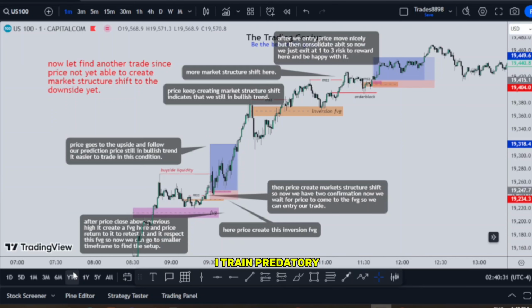That's what I train. I train a predatory mindset. I'm teaching you how to be a carnivore, not just someone that can run fast and evade being stopped out and taking losses. I'm teaching you how to be the stop eater, the consumer of retail stops, the consumer of less informed traders' equity.